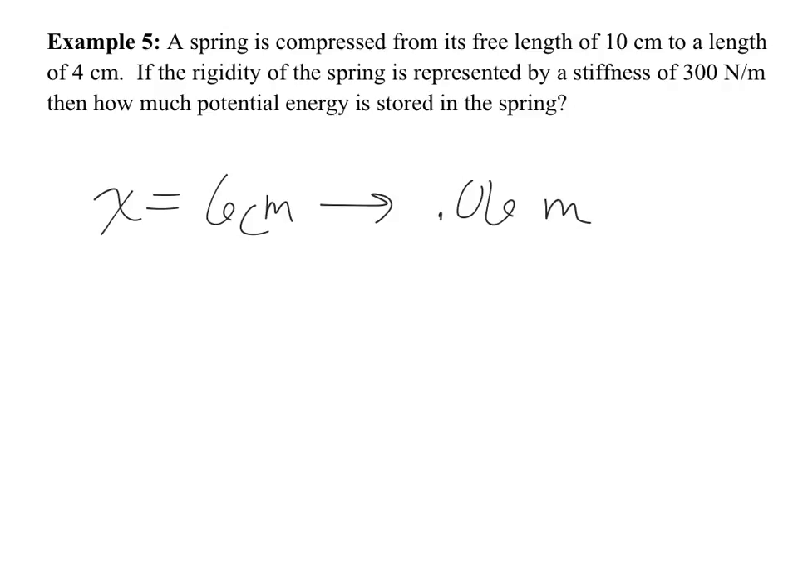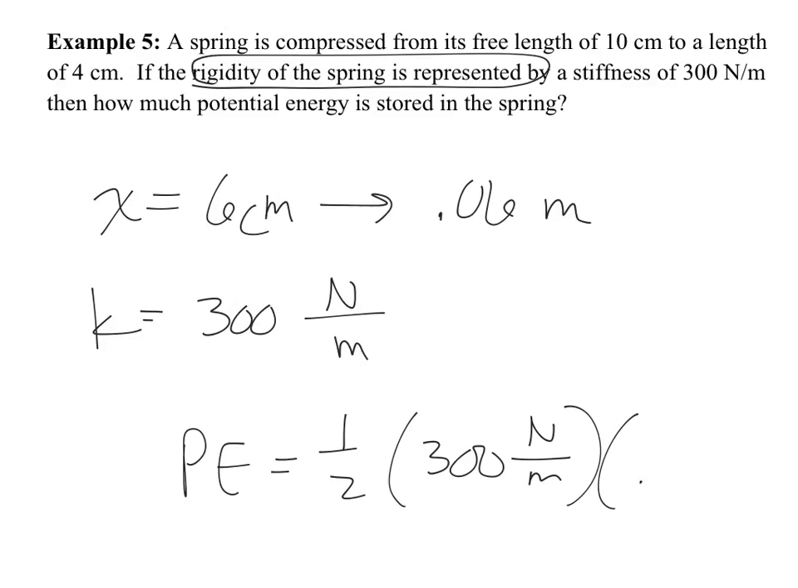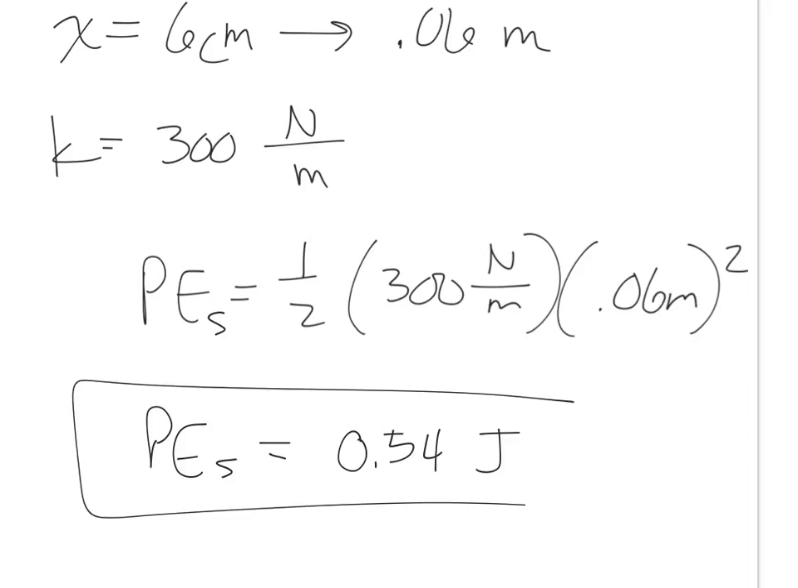The K value, or the rigidity of the spring, is represented by a stiffness of 300 newtons per meter. And we want to find out how much potential energy is stored in the spring. We can simply plug in 1/2 times K times X squared. That will give us the potential energy in the spring of 0.54 joules. Okay, it's a certain amount of energy stored in an actual spring.